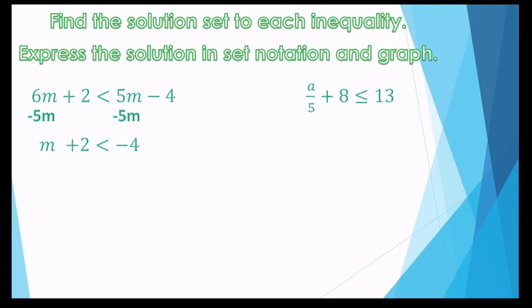Same rules. Step 1 is distribute. There was nothing to distribute. Step 2, combine like terms on each side. There is nothing to combine. Then that brought me to step 3, where I bring the variables to the same side. Step 4, I need to bring my constants to the opposite side.